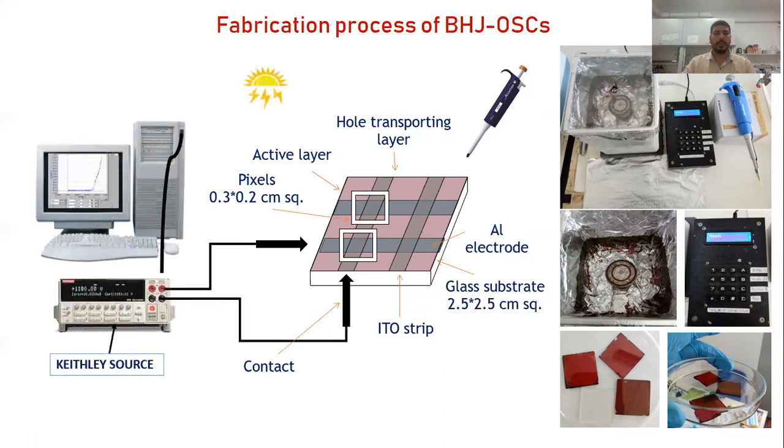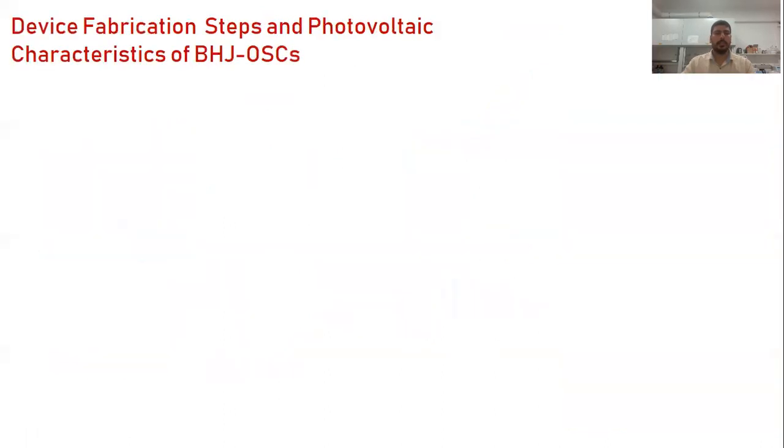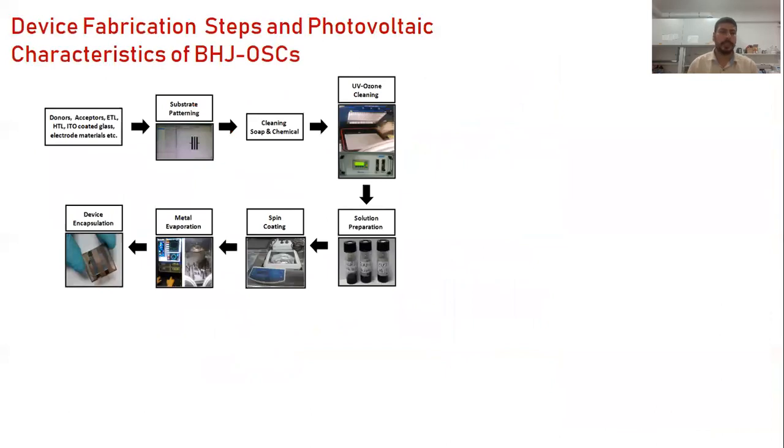We shine a light, we will get our IV characteristics. So when we sum up, for the fabrication of devices, we need a donor material, acceptor material, electron transport material, hole transport material, ITO glass on which we are going to fabricate our device, and then top electrode material. So first step, we go for the substrate patterning with the help of either a laser scriber or with the help of etching.